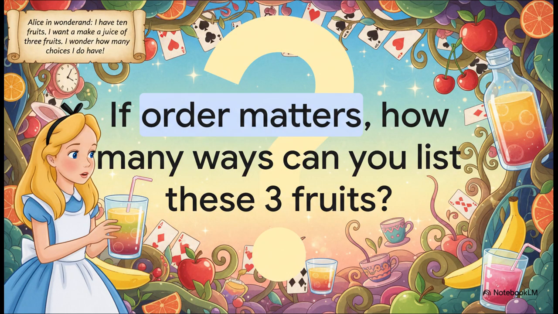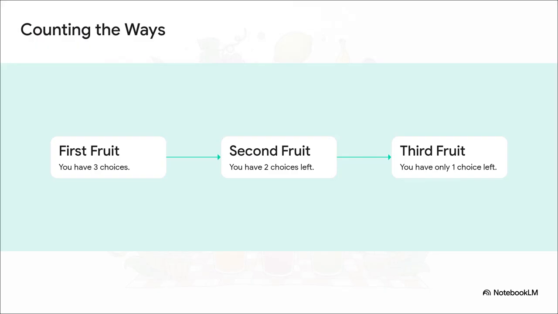Let's walk through it. Okay, so for that first spot in our list, well, you've got 3 choices, right? Apple, banana, or cherry. Let's say you pick the apple. Now for the second spot, how many choices are left? Just 2, the banana and the cherry. And once you've picked one of those, for the very last spot, you're left with only 1 choice.